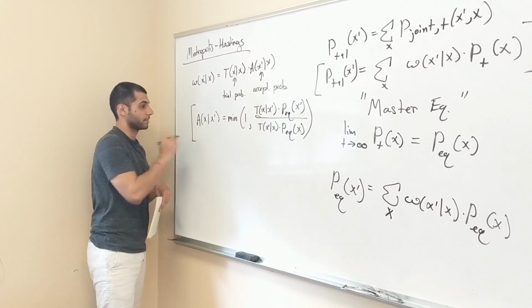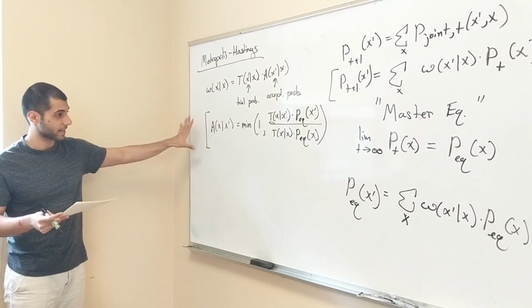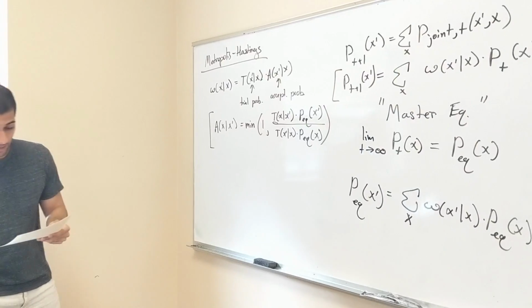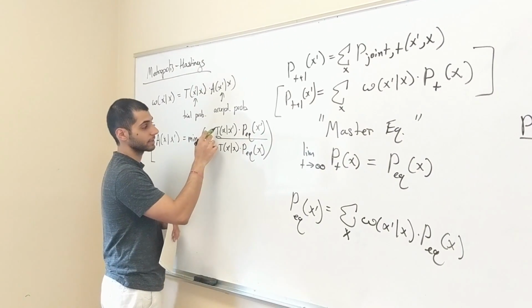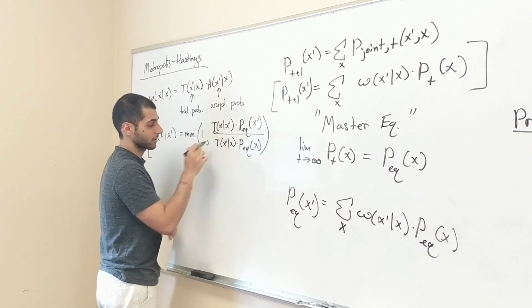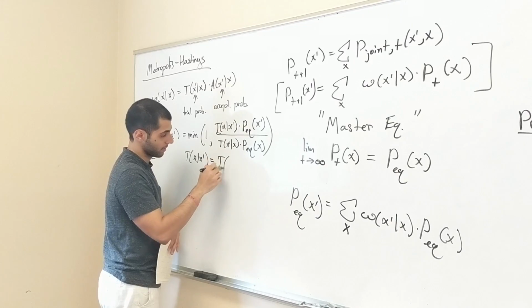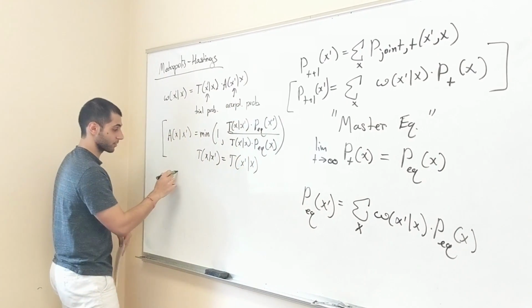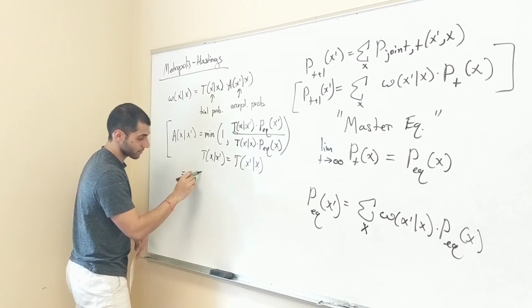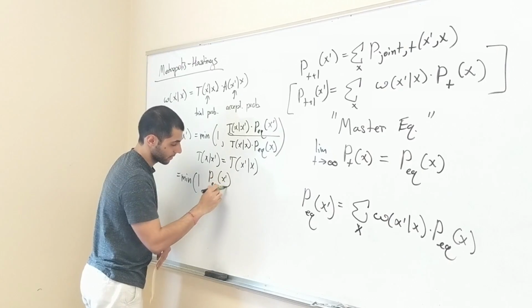This is a very powerful conclusion. Now, this can be shown to satisfy detailed balance, and to show that can be easily understood. If you make an assumption that T is symmetric, i.e. T of x prime given x equals T of x given x prime, then it cancels in this expression, and you're just left with a simplified form, which is just the minimum of 1 and the ratio of these probabilities.